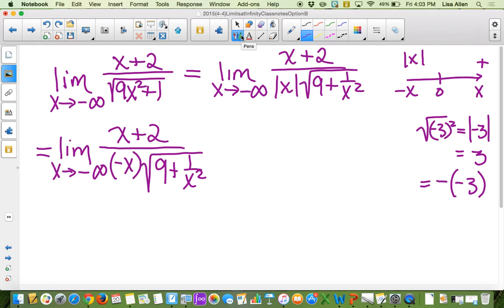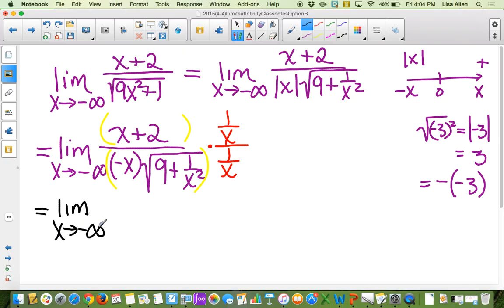Okay, so now we're going to do the same thing we did before, and we're going to multiply by 1 over the highest power in the denominator and simplify. So, grouping in the numerator, grouping in the denominator. So, here we go. In the numerator, I have the same thing. So we have the limit as x approaches negative infinity of 1 plus 2 over x, all over the negative. We're going to take this negative x and multiply it by 1 over x.